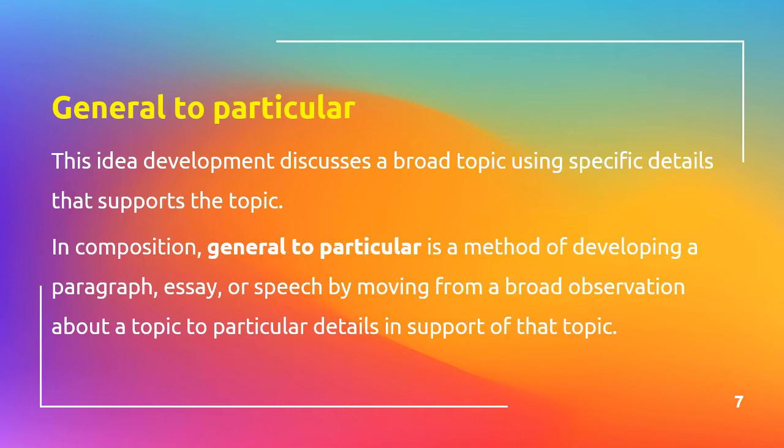In composition, general to particular is a method of developing a paragraph, essay, or speech by moving from a broad observation about a topic to particular details in support of that topic. Okay, so I hope that we are all familiar with the term general. So general is the opposite of specific. So we are giving broad statement. We are giving unspecific statement. So that's general. Then from being general, we go to particular. So we give now specific details that could support the general topic.